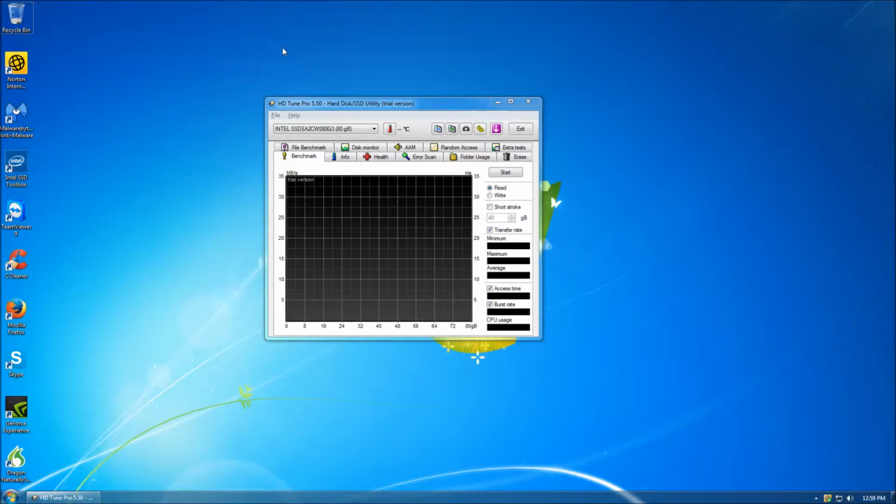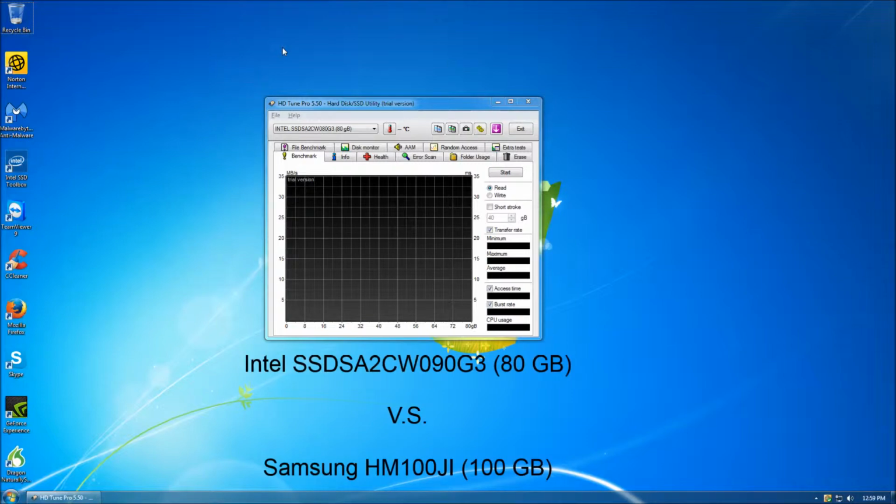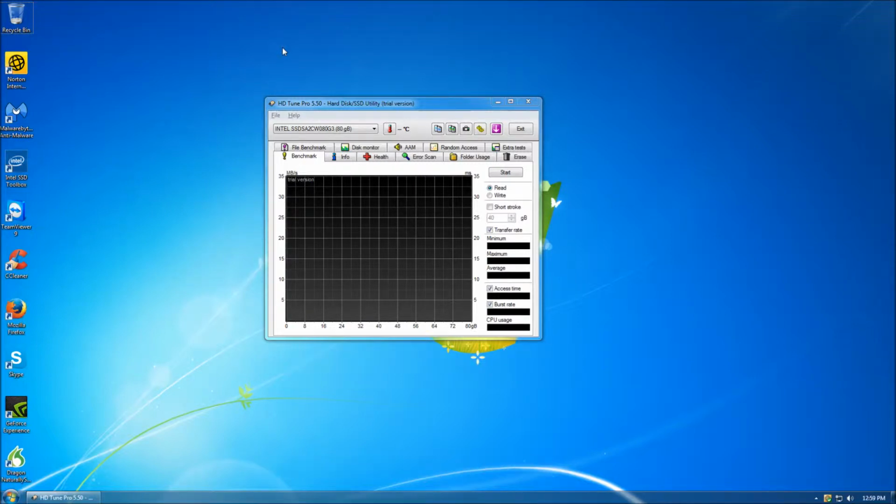In today's video, I'm going to be showing you guys the difference between solid-state drives and traditional mechanical hard drives. For the purpose of this video, I'm going to be facing off an Intel SSD 80GB solid-state drive versus a traditional Samsung 100GB mechanical hard drive.